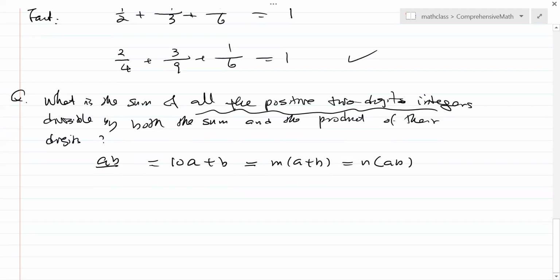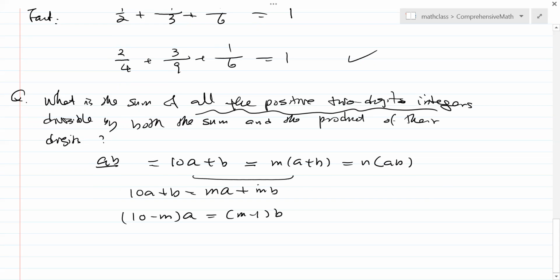Okay. How do you find the solutions? Using this equation and the divisibility. You have to modify the equations. There will be 2 equations to look at first. All right. So 10A plus B equals MA plus MB. So that would be (10 minus M)A equals (M minus 1)B. Okay, that's the first equation.